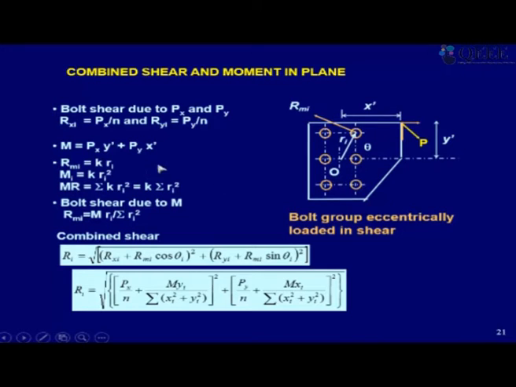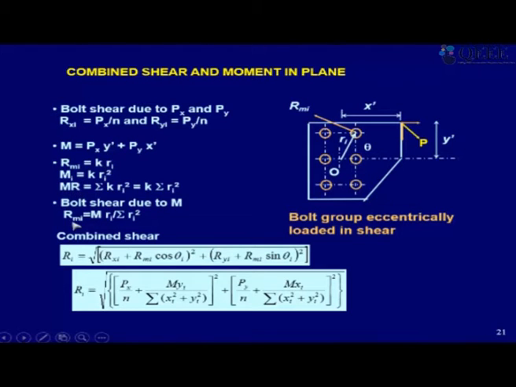So what we now assume is that the resistance of the bolt, the extra shear coming due to the moment, is proportional to the distance of the bolt from the CG of the bolt group, ri. So Rmi, the resistance to the moment, is proportional, with a proportionality constant K, to ri. That means each bolt will resist a moment Mi, which is given by K times ri, the force, into the lever arm ri, so K ri square. From this I back calculate K as Mi by ri square and substitute here.